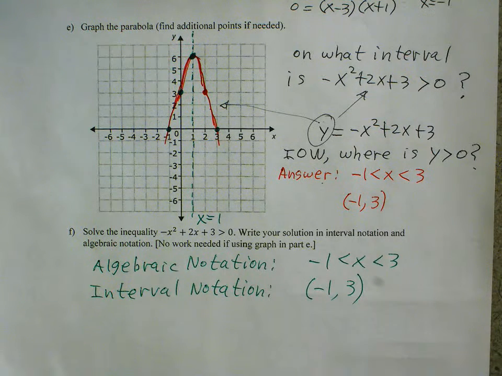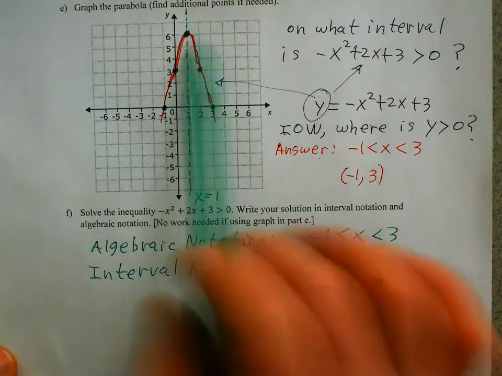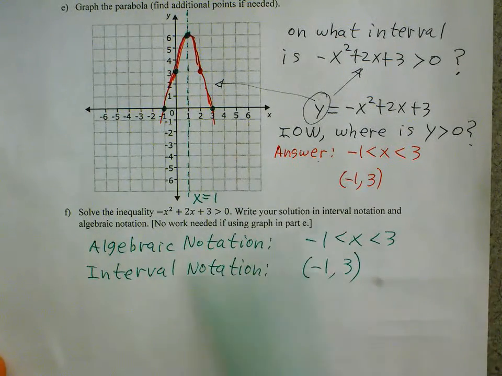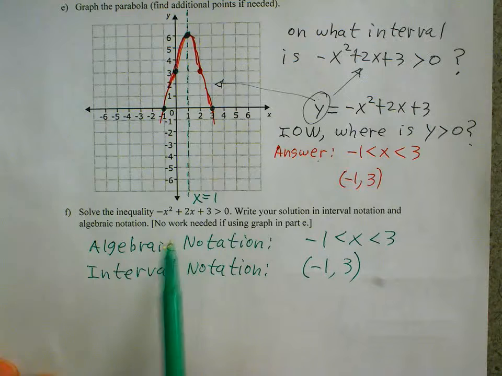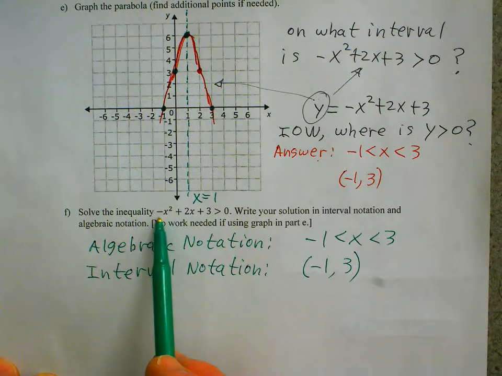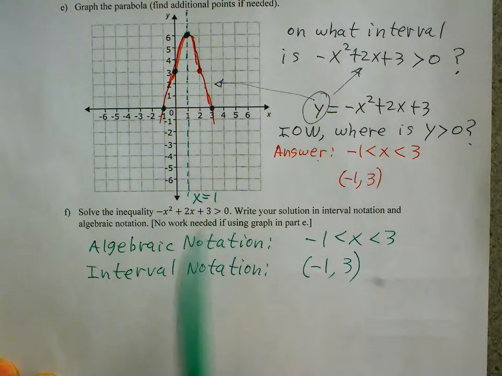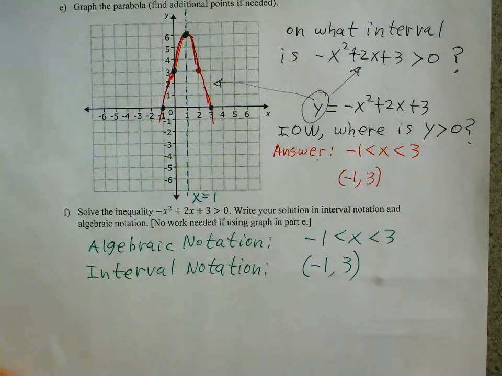Hey, if the graph doesn't help you solve this inequality, then you can use the regular method. Find the endpoints by setting -x² plus 2x plus 3 equal to 0, and then plot the endpoints and then test the intervals. And we saw some examples of that already.